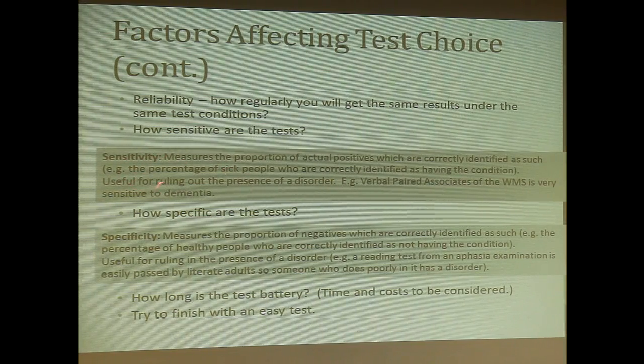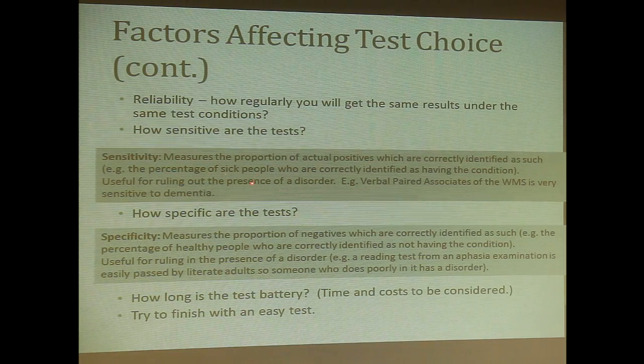Sensitivity. Sensitivity measures the proportion of actual positives which are correctly identified. For example, the percentage of sick people who are correctly identified as having the condition. So it's useful for ruling out the presence of a disorder. For example, verbal paired associates of the visual memory scale, which you'll see over there, is very sensitive to dementia. So if somebody does very badly in the verbal paired associates, then there's a very good chance that they have dementia.